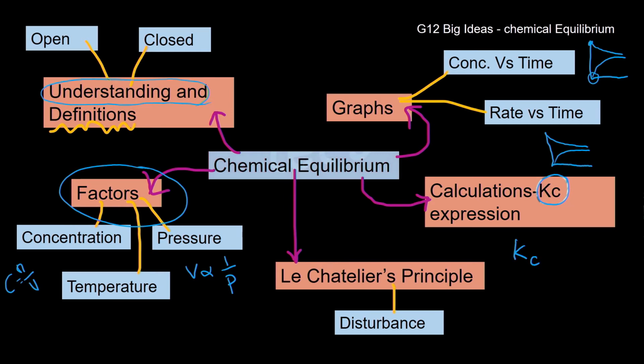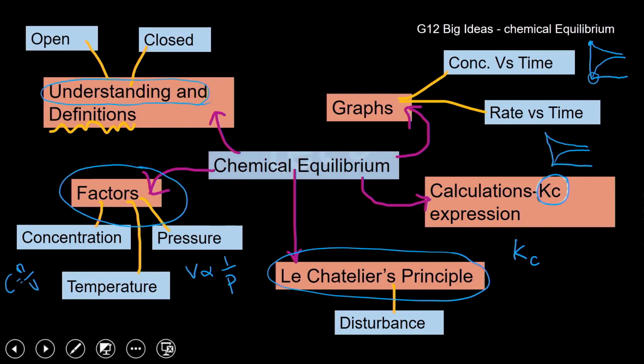Then we have this interesting man, Le Chatelier, and his principle. Le Chatelier is talking about what happens when a system has already reached chemical equilibrium and there's a disturbance, a knock on the door, a shake-up. How is that equilibrium system going to respond in order to counteract that disturbance?